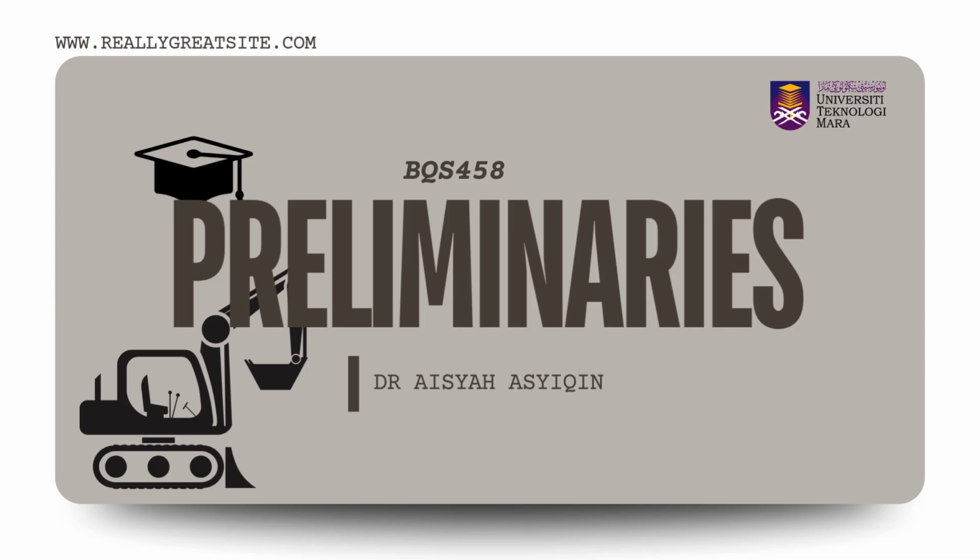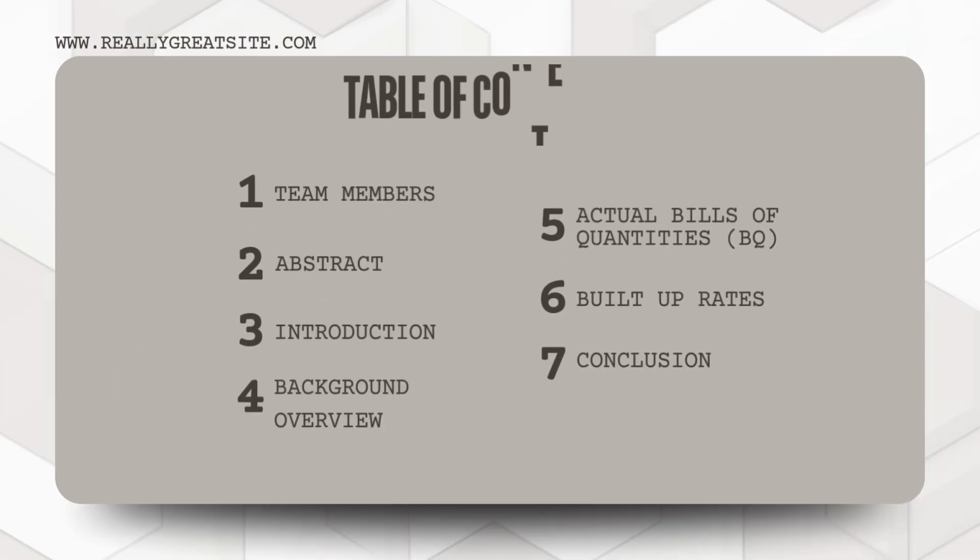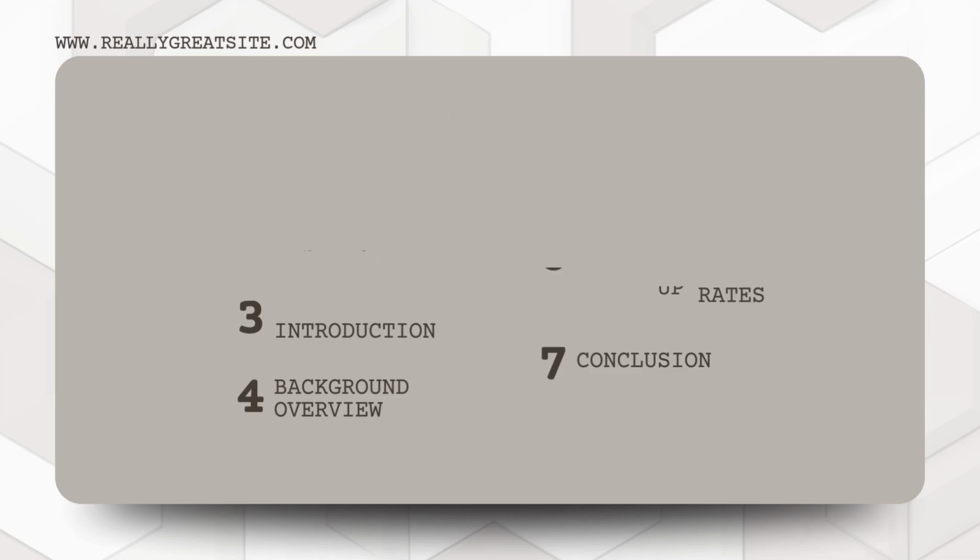Today we are going to present about one of the important items for a construction contractor to complete a project, which is preliminaries. Here are the contents that we are going to present. They are abstract, introduction, background overview, actual bill of quantities, which is BQ, build-up rates, and the last is conclusion.